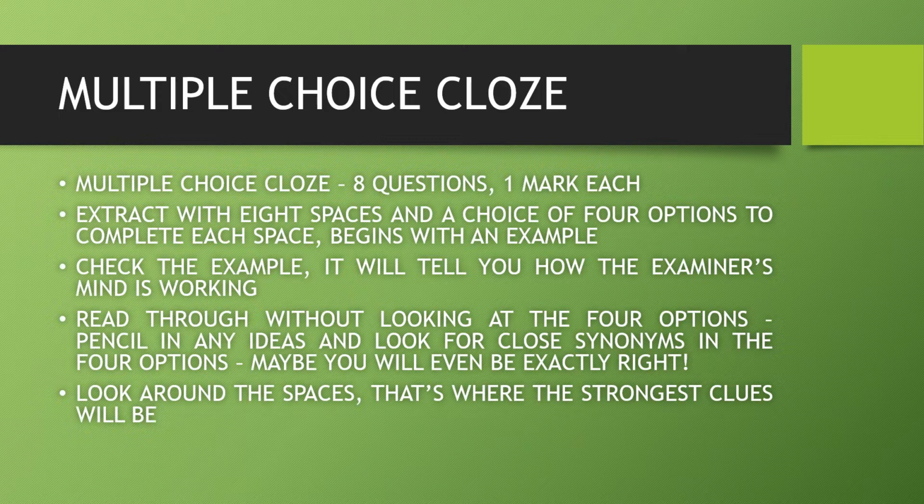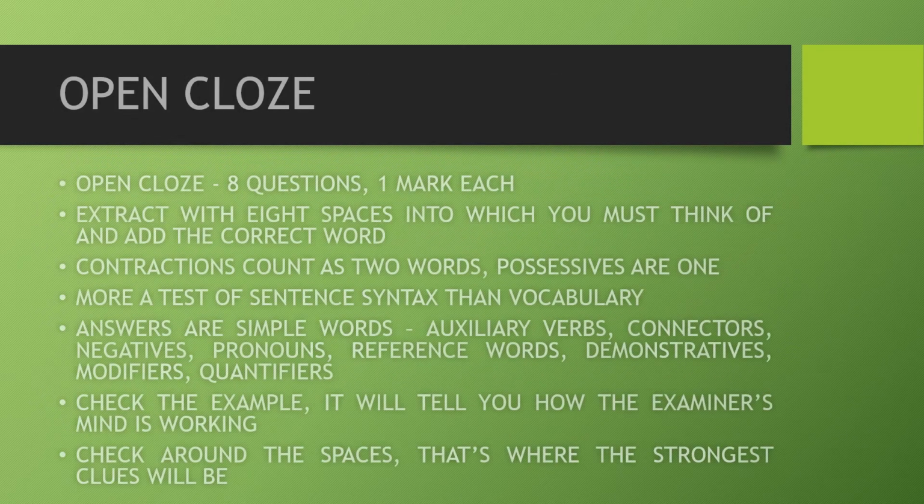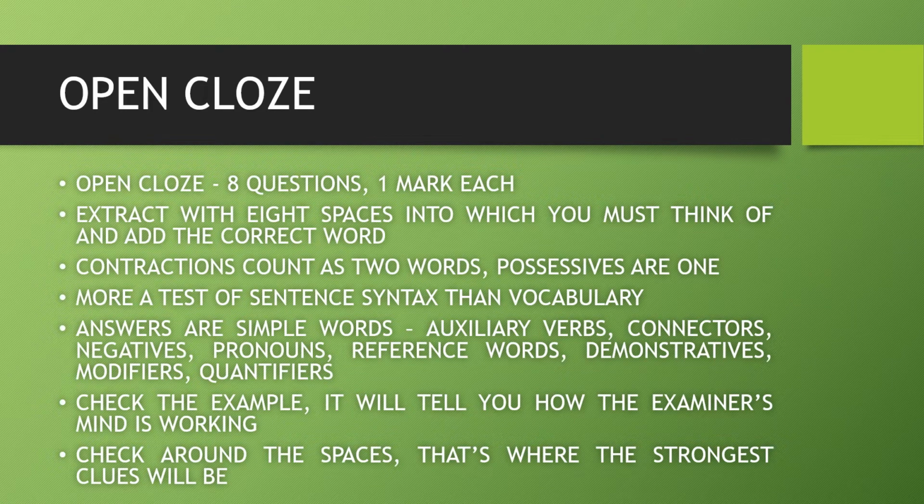A multiple choice clause, followed by the open clause. Again, a similar sized extract, 8 spaces again. You need to put the correct word in, but this time you're given no options. You need to think of the word that's going to go in there. Contractions like don't count as 2 words. Can't use those, you can only use a single word. But possessives are 1 word.